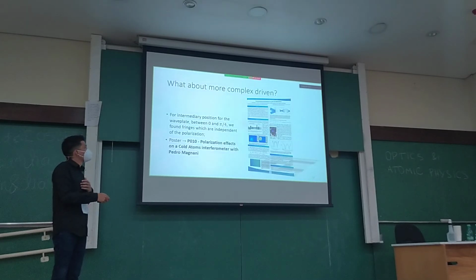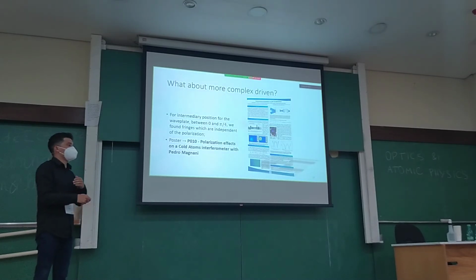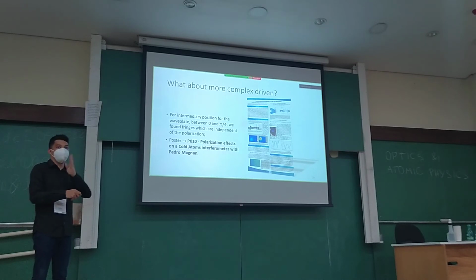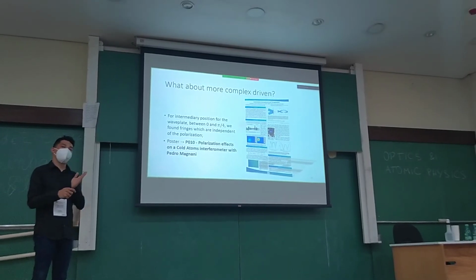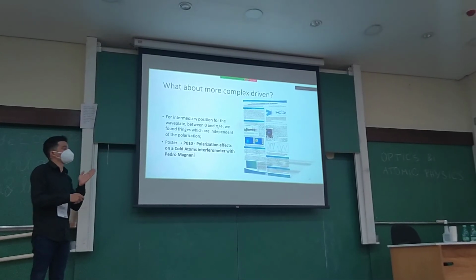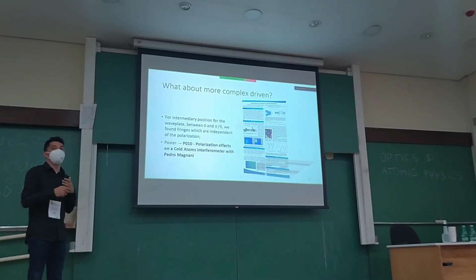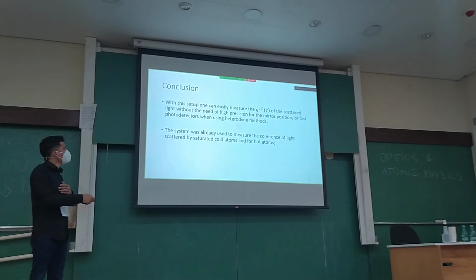So just to finish, I talked about the case when the wave plate is rotating my polarization by 90 degrees. When the wave plate is somewhere in between, I have a more complex distribution of intensity and polarizations. This case is exposed in a poster in the poster session for those who want to know what happened. But just to tell you, for any angle of my wave plate, the contrast of my fringes is independent. So somehow I have an interferometer that is independent of the polarization.